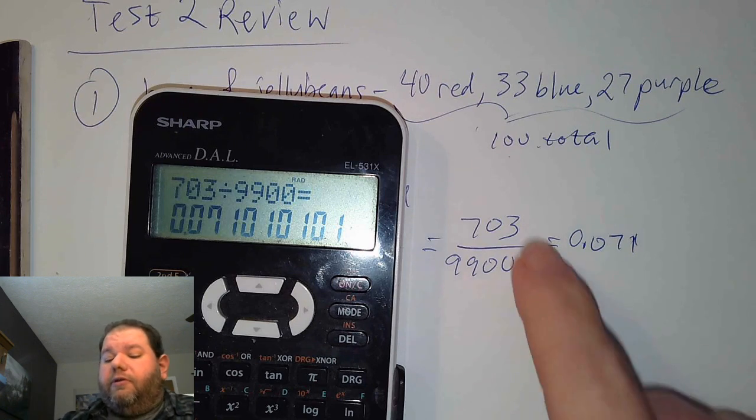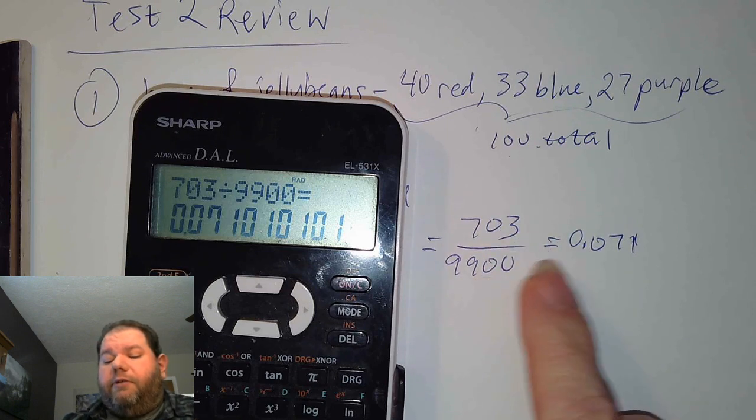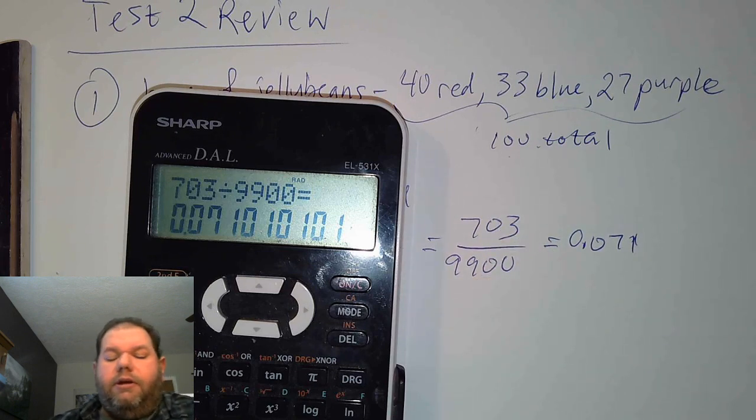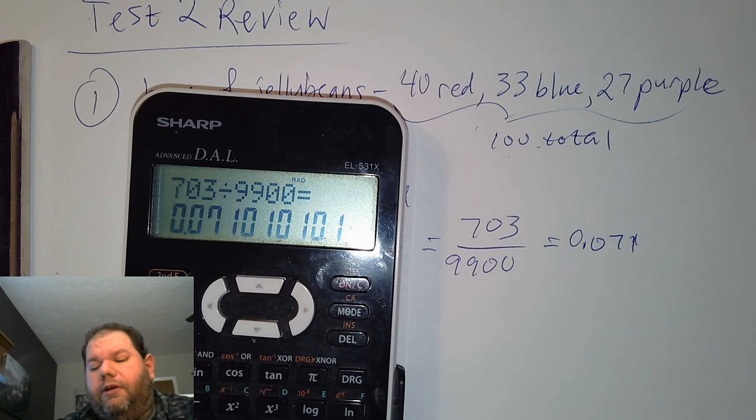You can't put 703 over 9900 equals 0.071. It's not going to know the difference between that and the actual answer. So make sure you round properly to 3 decimal places, as will be given in the instructions, and we don't put any extra spaces or equal signs or anything like that. That way the auto grade feature will grade it correctly and you'll get your points.